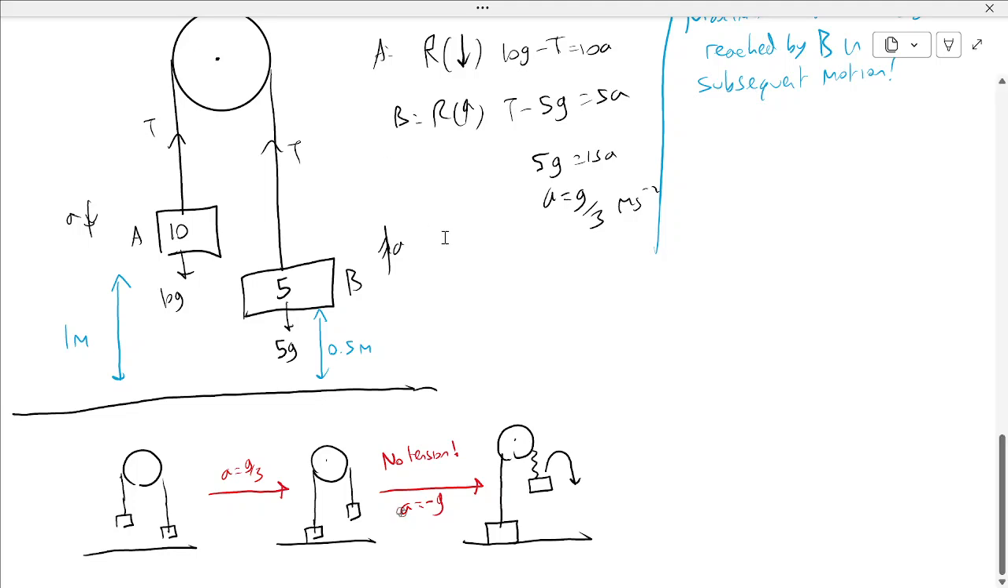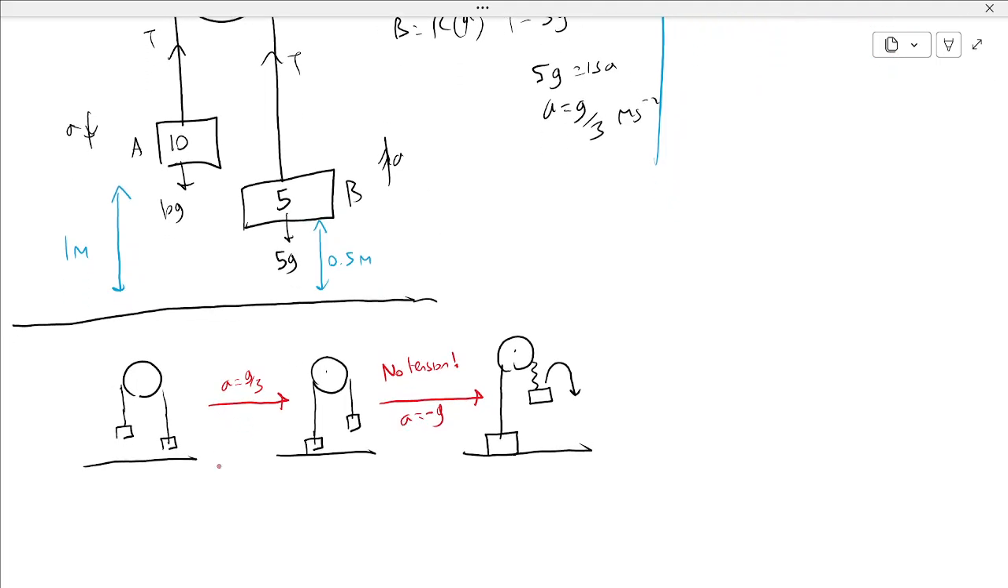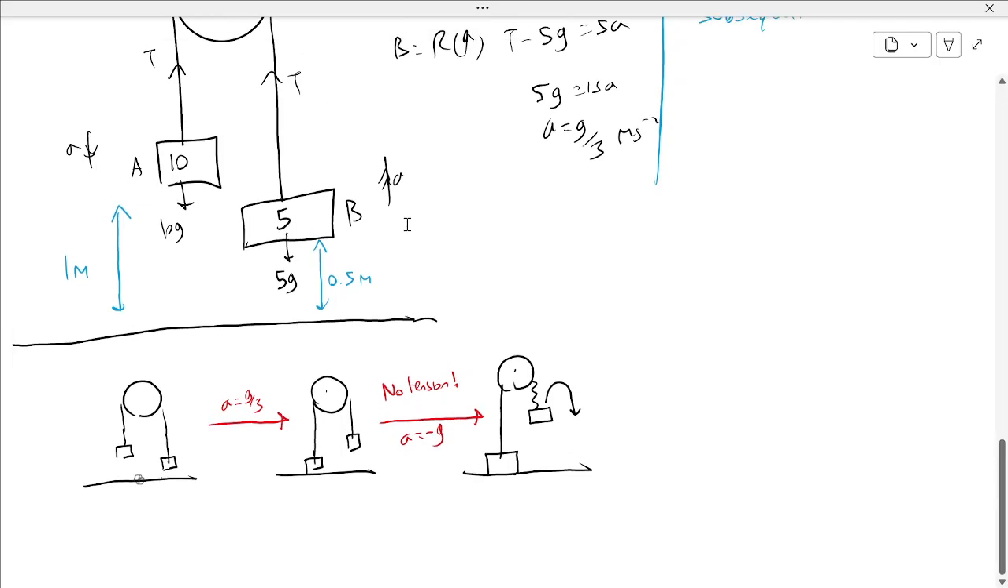So I need to do one SUVAT equation for this process here, as B lifts that first 1 meter, and then a second SUVAT as B moves a little bit further. And the question is, how far does it move? So typically there might be one or two things you need to calculate during this first SUVAT. You're almost always going to need to find the final velocity of the particles as they move, to find the instantaneous velocity that B has right here, right as A hits the ground.